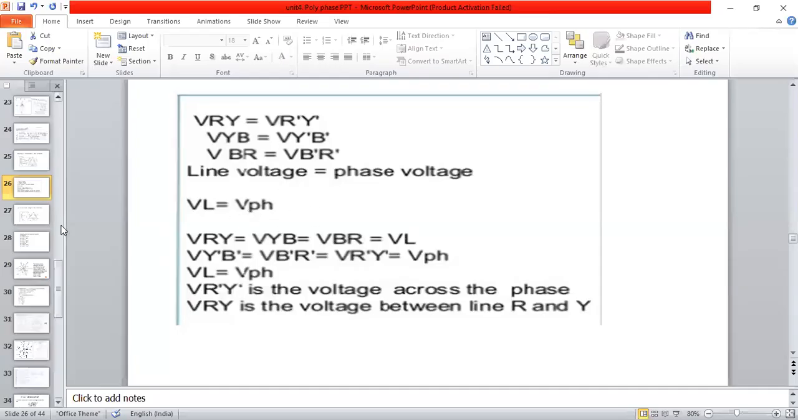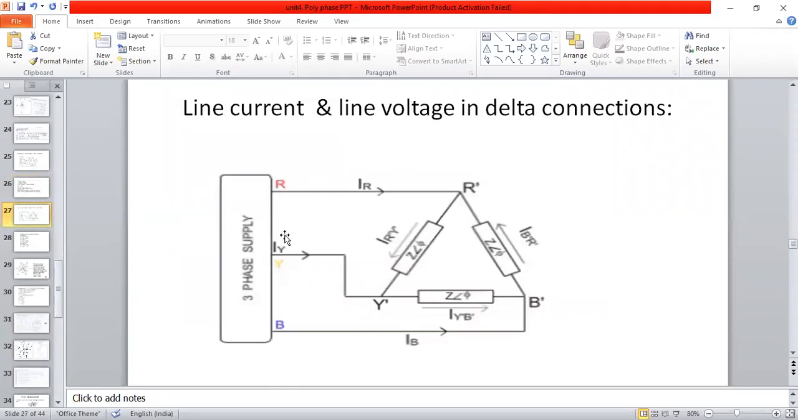So next, these are the voltage equations: VL equal to VPH. Now we'll discuss the current equations. To discuss the current equation, we have to mark the current direction. Here R, Y and B phases are there, lines are there. The current flowing from the R line, that is IR, we are going to consider. Y line, that is IY. B line, that is IB. So here IY, IB, IR, three currents are flowing.